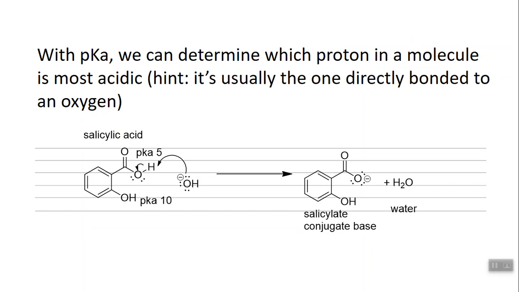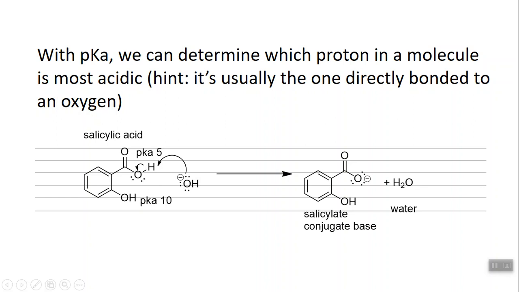The other thing that's really common to do is to use pKa's to figure out which proton in a molecule is most acidic. If you just look at the whole molecule, you don't have to look up every proton. Look at the heteroatoms and if there are any protons directly bonded to an oxygen. In this case, there's actually two functional groups, the carboxylic acid and the phenol over here, that do have protons directly bonded to an oxygen.